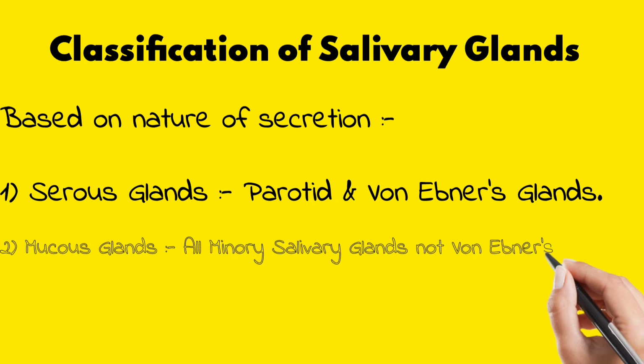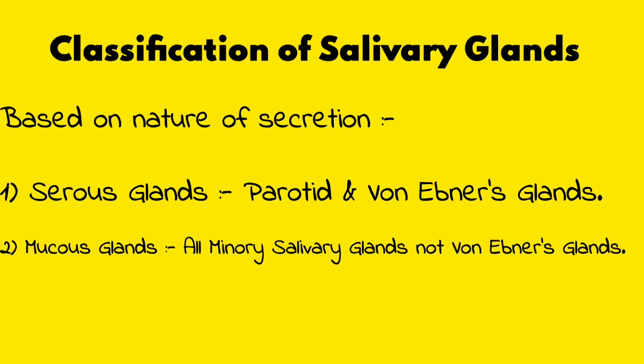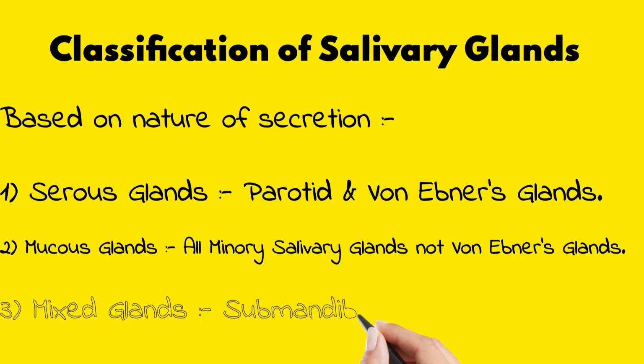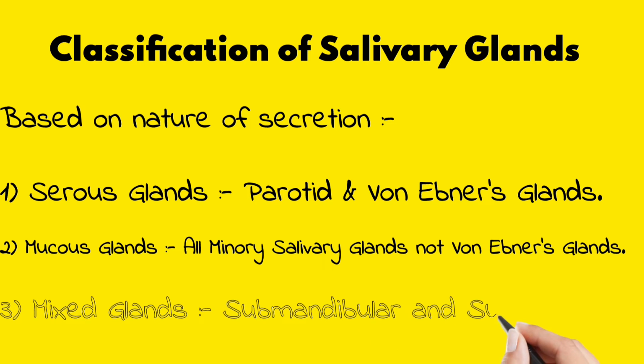Also, on the basis of size, salivary glands are of two types: minor salivary glands and major salivary glands. The major salivary glands are the parotid gland, submandibular gland, and sublingual gland, while the minor salivary glands are the labial glands, lingual glands, buccal glands, palatine glands, and glossopalatine glands.